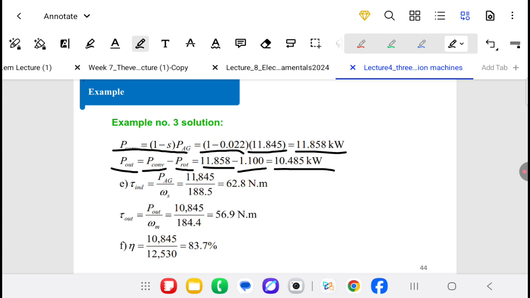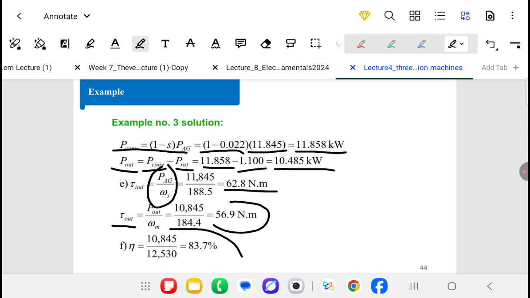The torque induced equals the P air gap divided by omega S. We divide P air gap, 11,845, divided by omega S, which is 188.5. We get T induced equals 62.8. And for the torque output, we divide P output by omega M, 10,485 divided by 184.4. We got torque output equals 56.9 Newton meters.